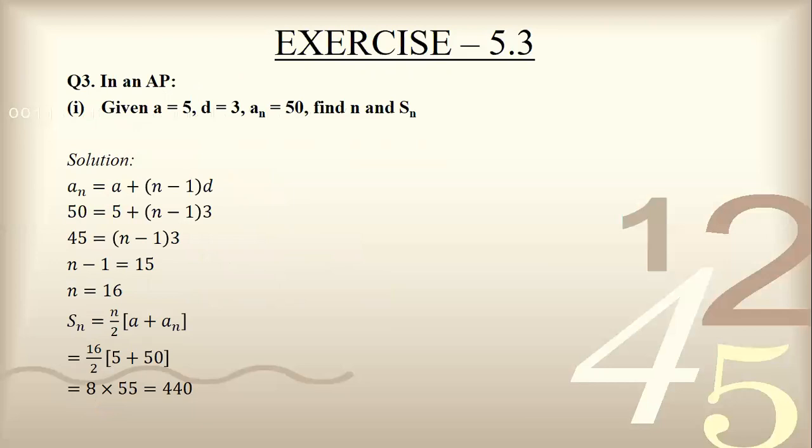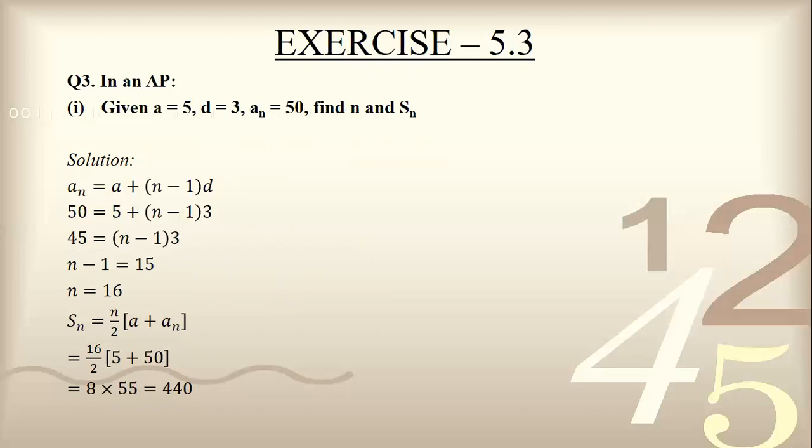Now in an AP, it's given that a is 5 and d is 3, an is 50. We have to find n and Sn for this question. So an equal to a plus n minus 1 into d, we already know, because here we have to find the n. So an is 50 equal to a is 5 plus n minus 1 into d is 3. So 45 equal to n minus 1 into 3, n minus 1 is 15, so n is 16.